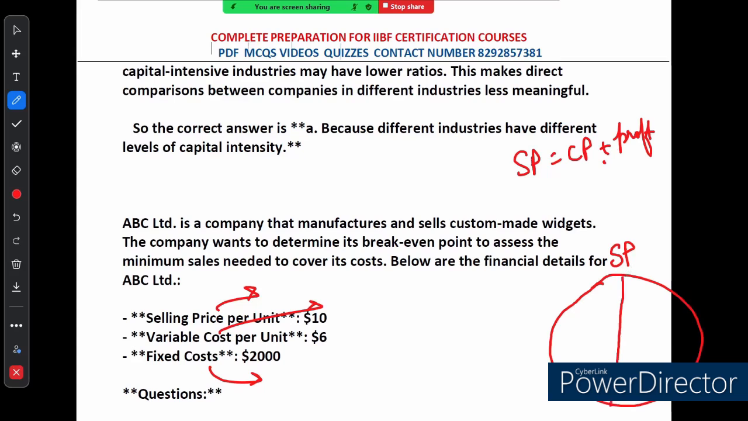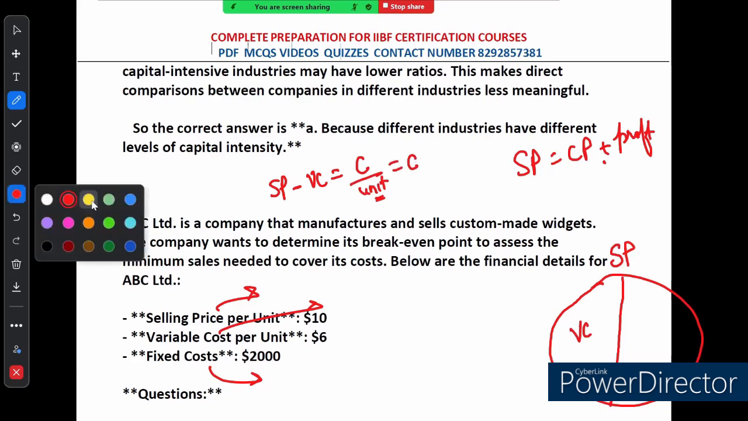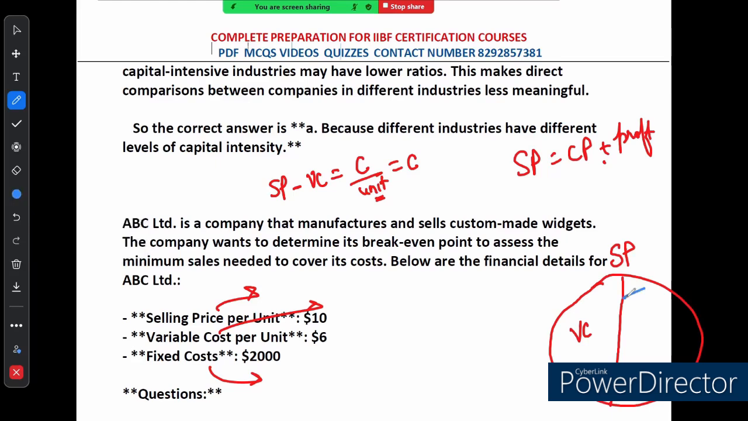This part represents the variable cost. If you subtract variable cost from selling price, this will give you contribution margin per unit, which you may represent by small c. This portion, which I am showing in this color, is called contribution margin.